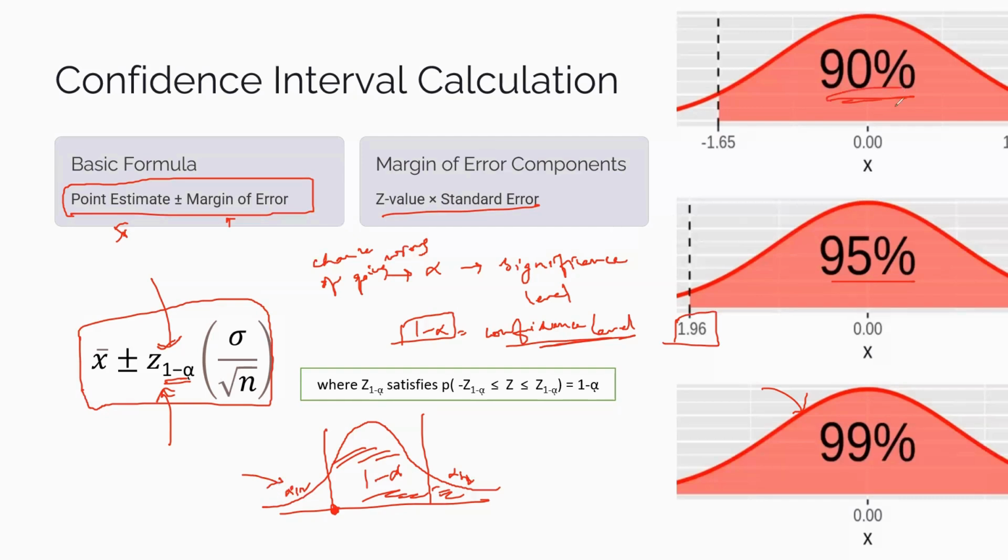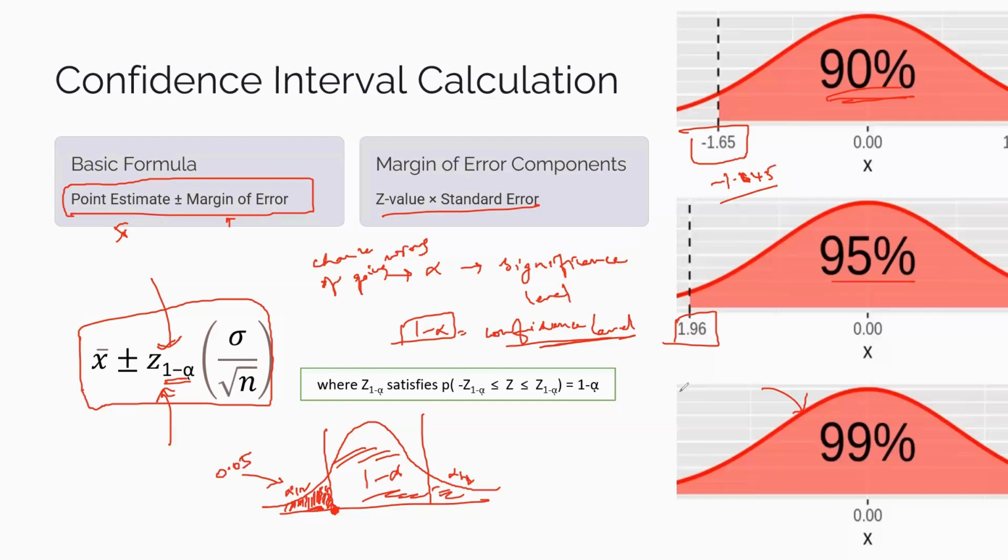If it is 90%, then what would be this alpha by 2? 1 minus alpha is 90%. What would be alpha by 2? 5%, which is nothing but 0.05. When we check that, it comes around approximately at minus 1.645. Not 1.65, but around 1.645. Refer to that Z table, okay?